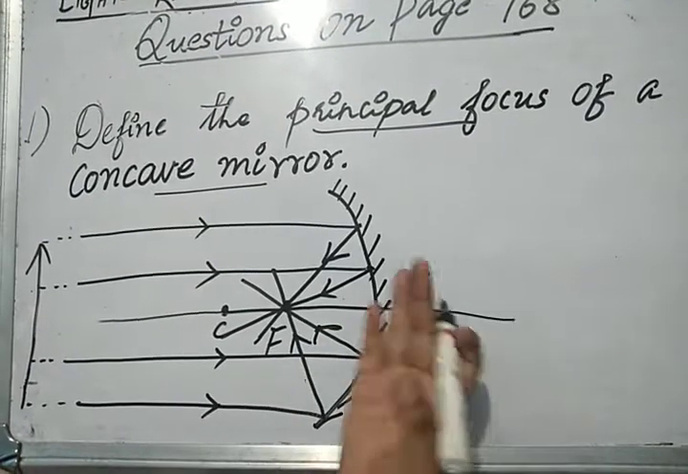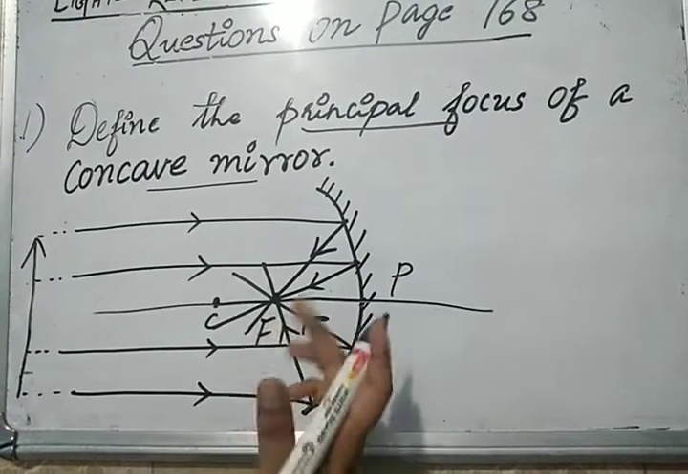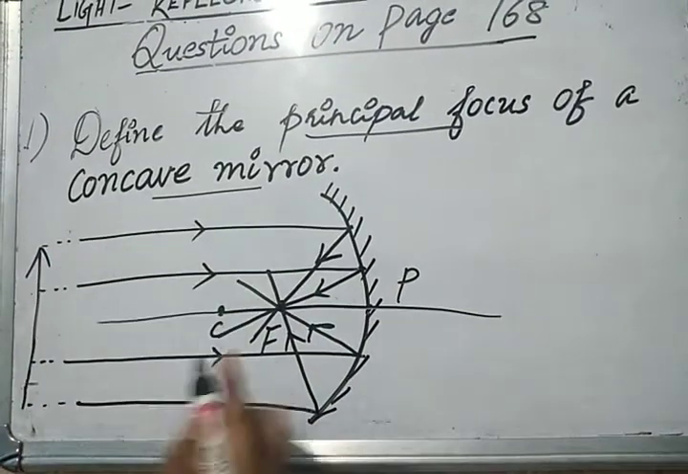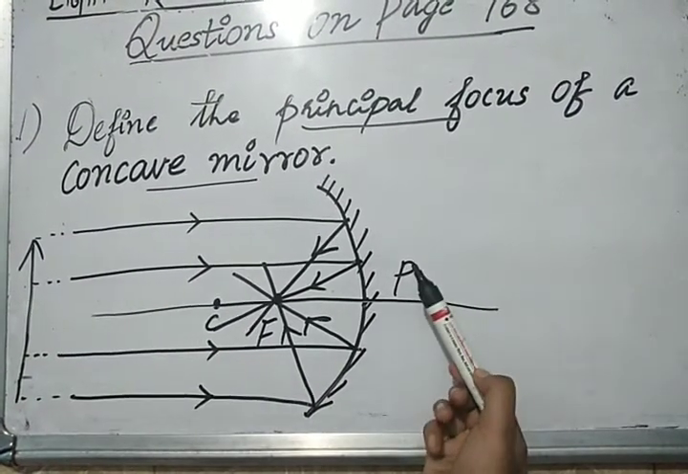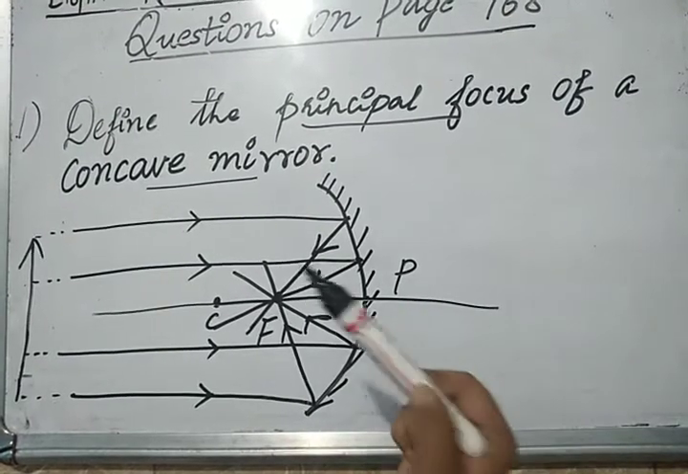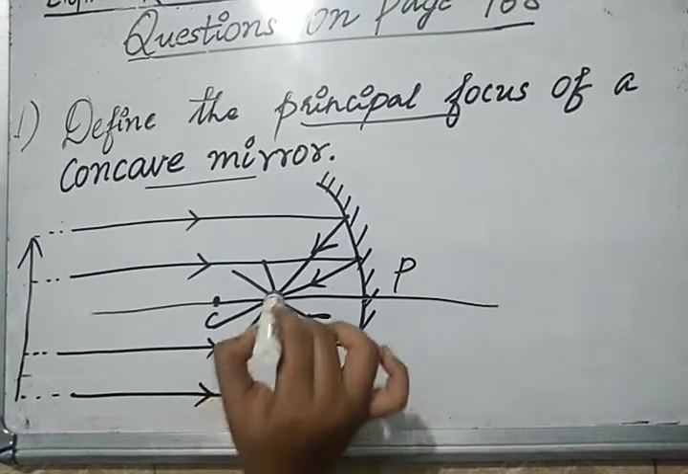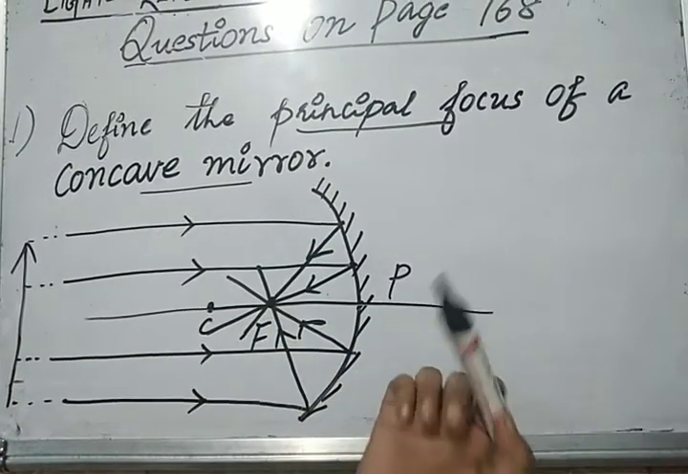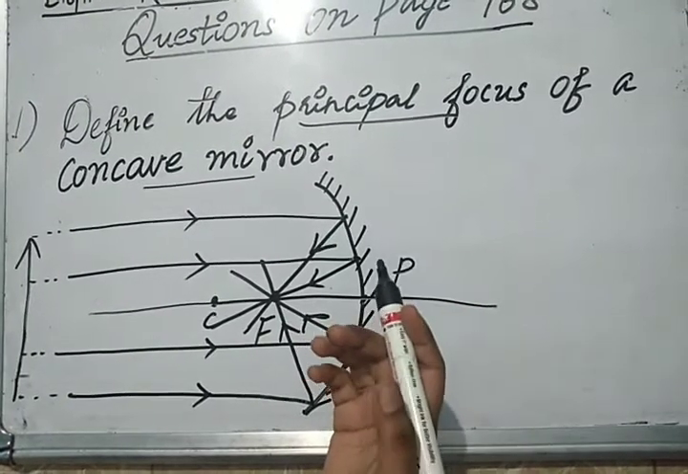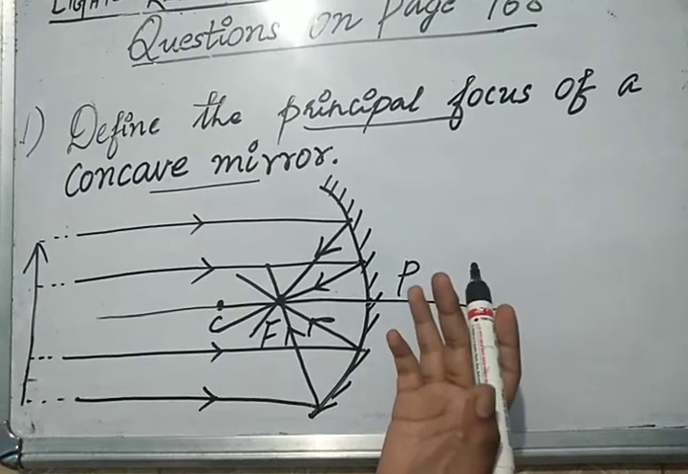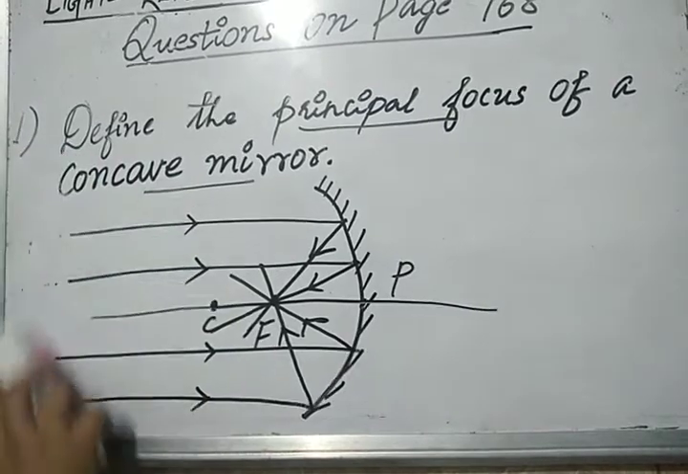Now how would you define the principal focus of the concave mirror? You would say that a number of rays parallel to the principal axis incident on a concave mirror, and after reflection meet at a point. This point is the principal focus of a concave mirror. If necessary, draw the diagram also so that you can impress your evaluator, the person who is going to correct your paper.